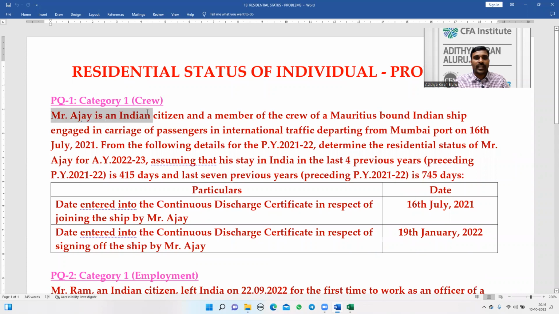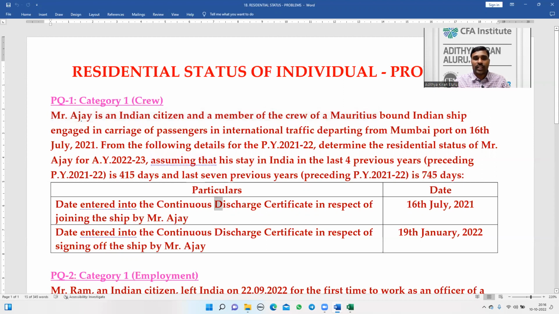Mr. Ajay is an Indian citizen and a member of the crew of a Mauritius-bound Indian ship, engaged in carriage of passengers in international traffic, departing from Mumbai port on 16th July. From the following details for the previous year 21-22, determine the residential status of Mr. Ajay for assessment year 22-23. Assume that his stay in India in the last 4 years preceding 21-22 is 415 days and in the last 7 years preceding 21-22 is 745 days.